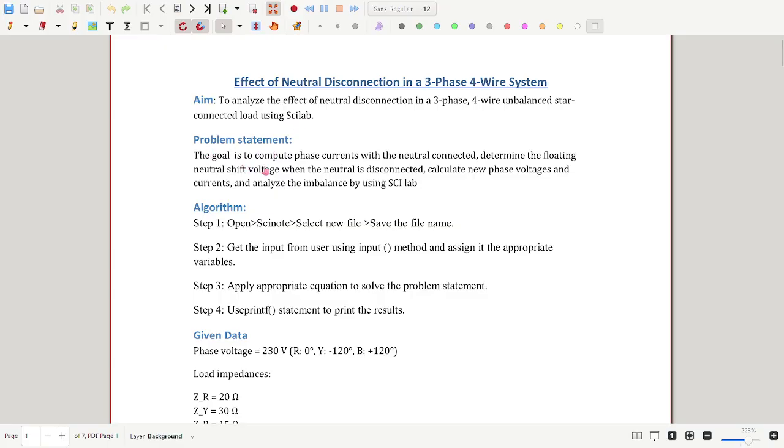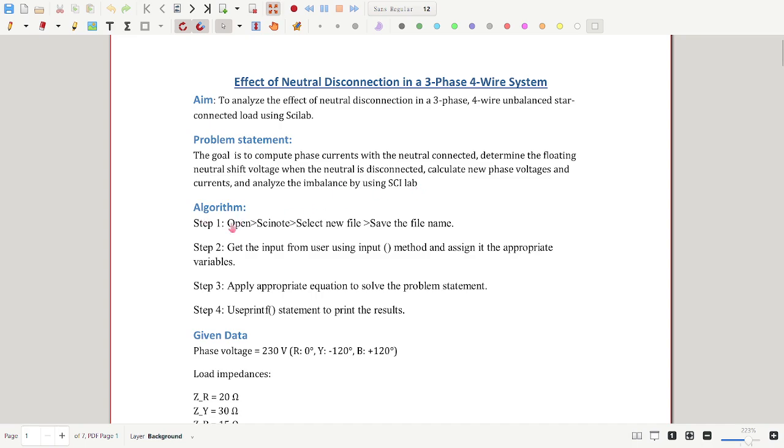Problem statement. The goal of this experiment is to find out the phase currents with the neutral connected. So first we are connecting with the neutral. What are the phase currents? Then determine the floating neutral shift voltage when the neutral is disconnected. When the neutral is disconnected, the neutral voltage is floating. That voltage also we are going to calculate. Next, calculate the new phase voltages and the currents because the neutral is disconnected, and analyze the imbalance condition by using SCILAB.